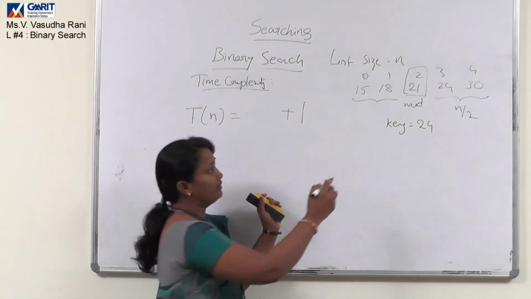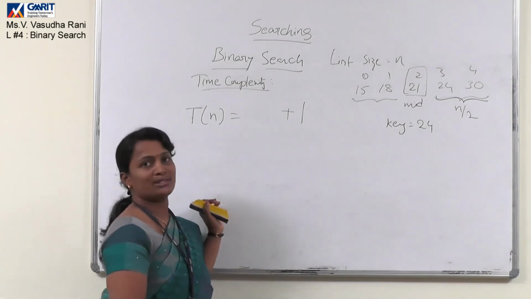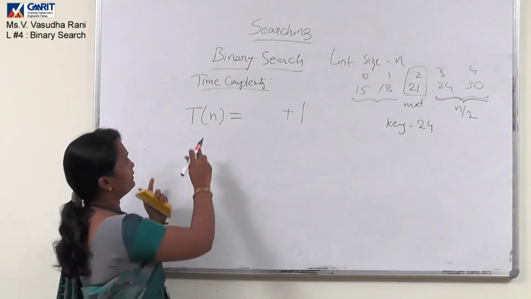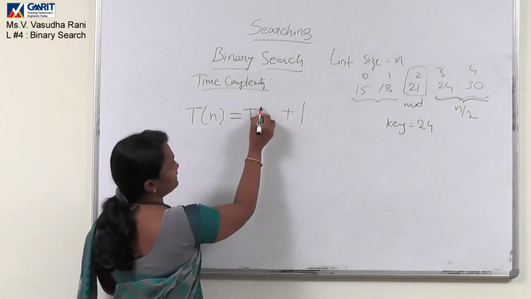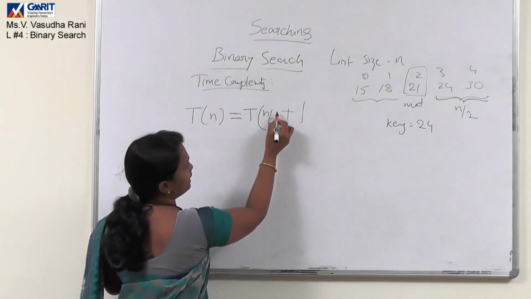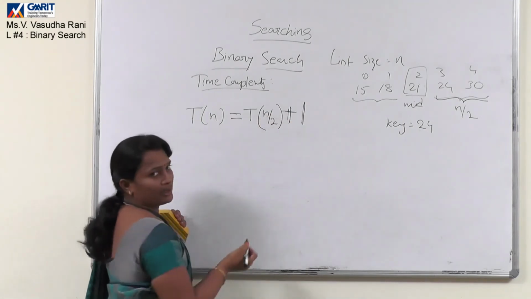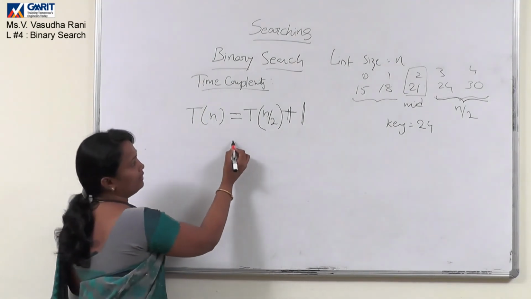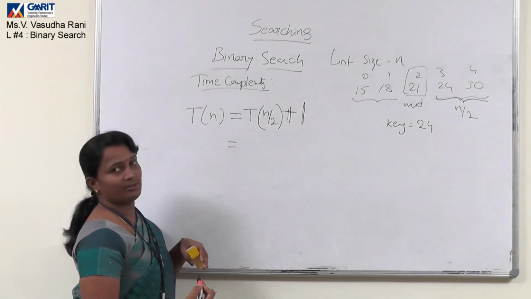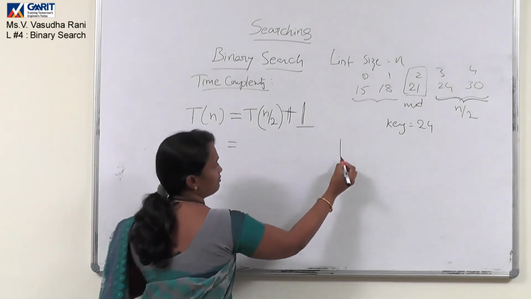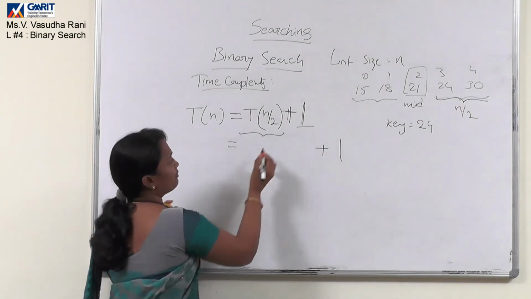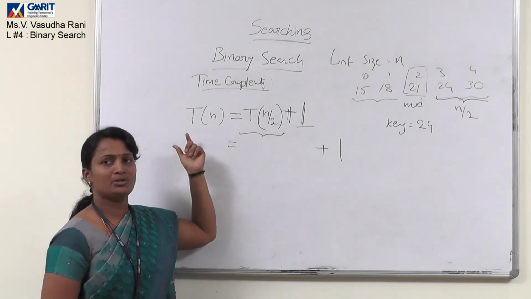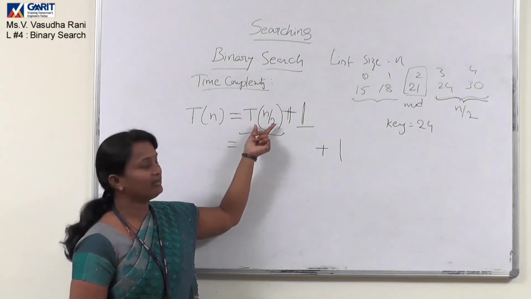In the second level, this half list with n by 2 size is taken. So in the time complexity recurrence relation, we'll get T of n equal to the time complexity of that half list, which is n by 2, plus just one comparison, which we have already considered as one time unit. Again when you go for the next level iteration, this one comparison will be there as it is. When you are doing binary search for this n by 2 list, again the key element should be compared with the mid element of this n by 2 list.